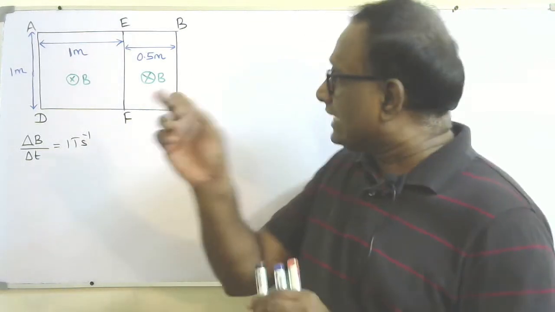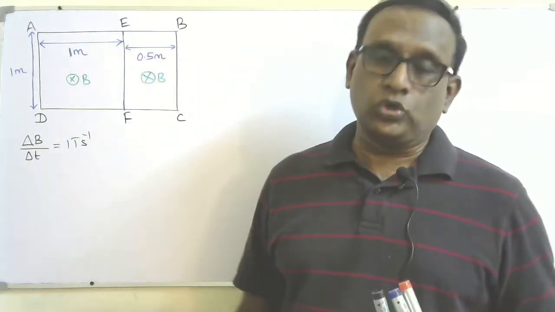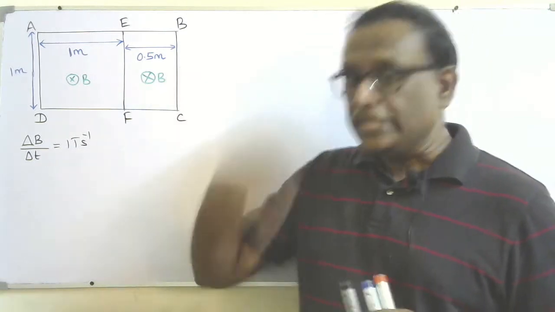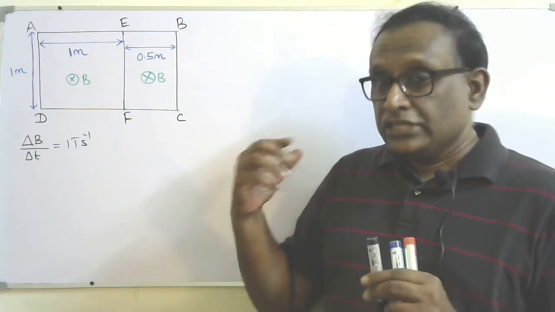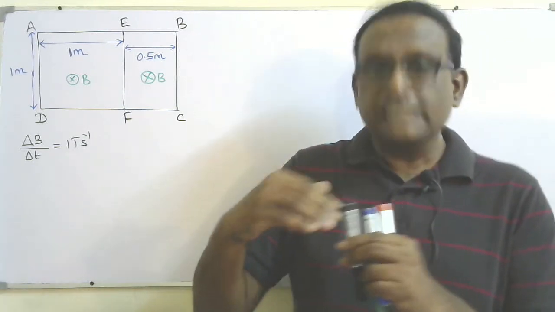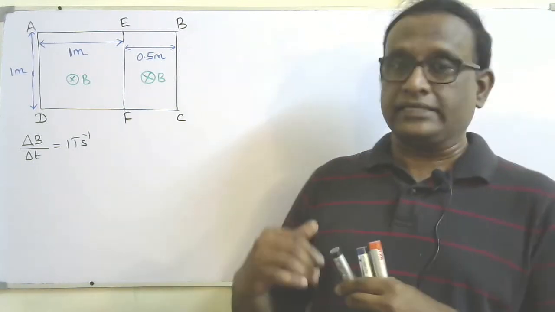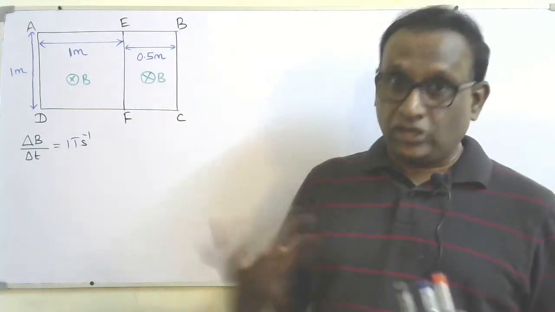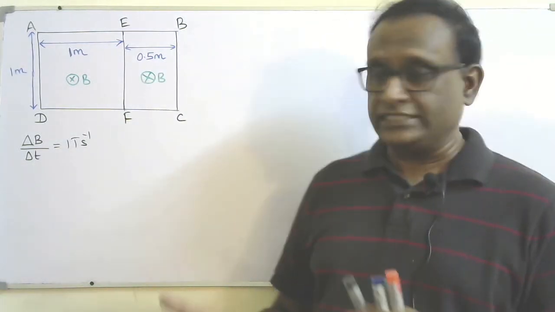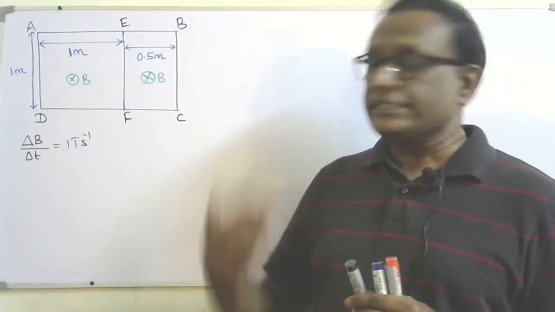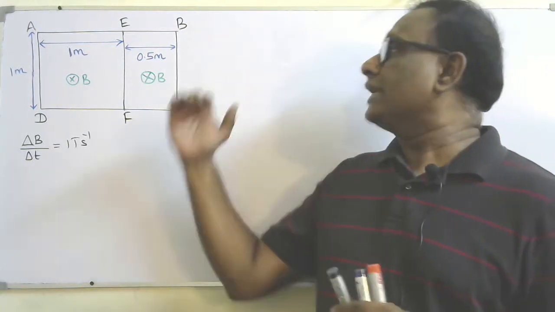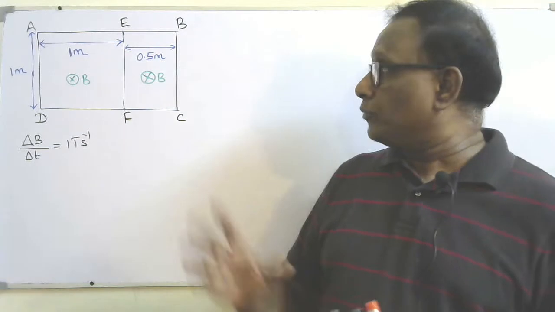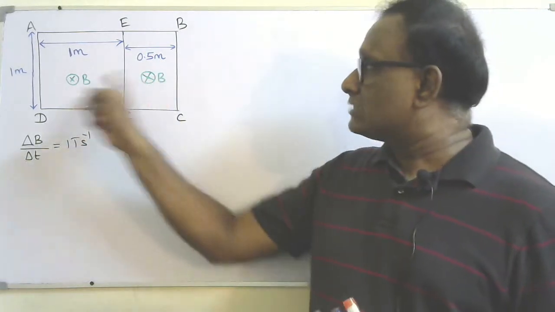The magnetic field is increasing into the board, into the page, so the induced current should oppose it. The direction of the magnetic field due to the induced current should be out of the page. According to Lenz's law, it should oppose the change. The magnetic field produced by the induced current should be out of the page; then only can it oppose the increase in this magnetic field.